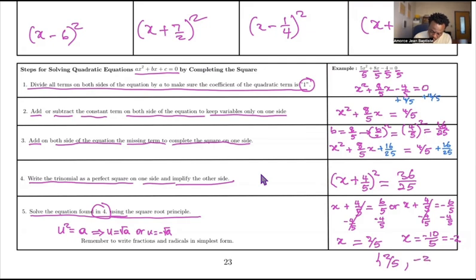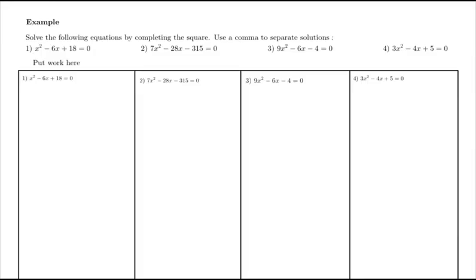and negative 2. By the way, sometimes you don't have to do the first step, because if a equals 1, you will not need to divide by 1 because it's not going to change anything. You would jump straight to the second step.